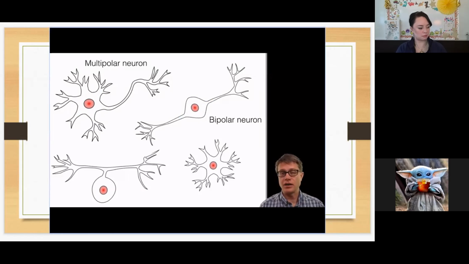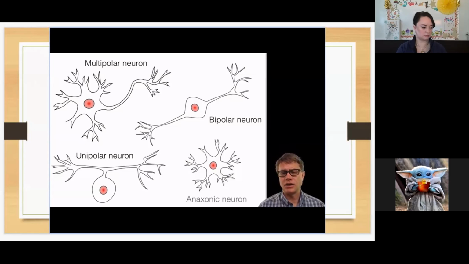Bipolar neurons are very rare. They transmit information from the receptors in our eye, receptors in our nose. If we look at the next one, here's the cell body. You can see there's only one pole coming off of that. It's actually a fused axon and dendrite, and we call that a unipolar neuron. Now, in vertebrates, it's sometimes referred to as the pseudo-unipolar neuron. These are going to be most of the sensory neurons in our body. They're taking information in and transmitting that back into the central nervous system.